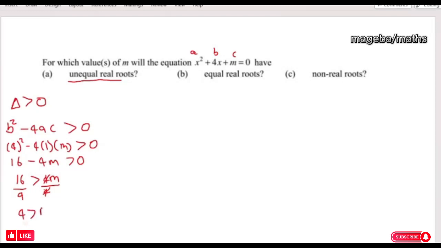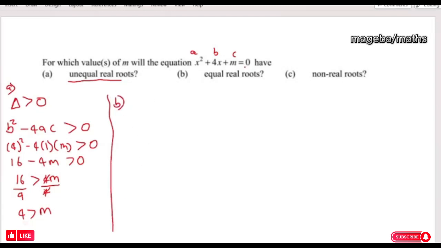So the values of m that give us unequal roots: m must be greater than 4. This is what part A was asking. Now let's do B.